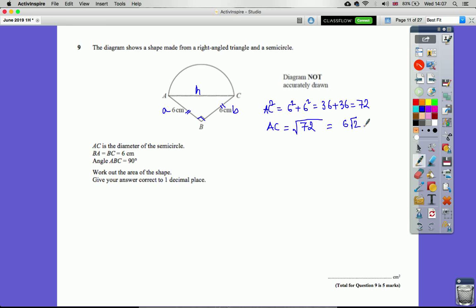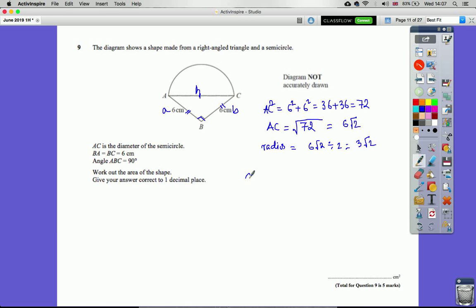Now, AC is the diameter, so what is the radius? The radius will be half of it. So 6 square root 2 divided by 2 is equal to 3 square root 2. That is the radius of the semicircle.